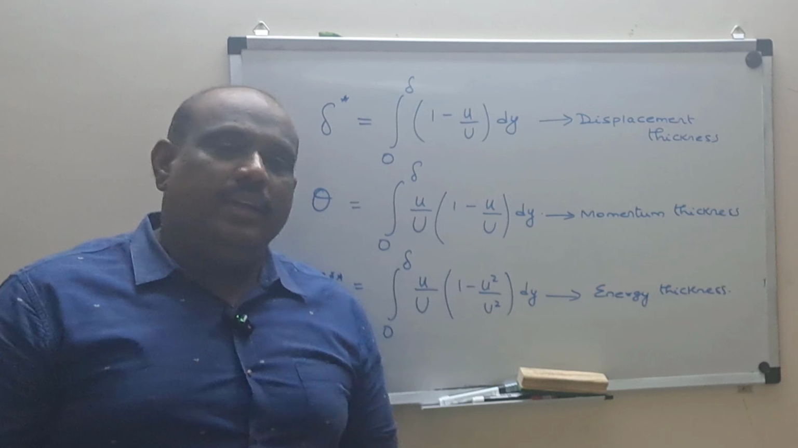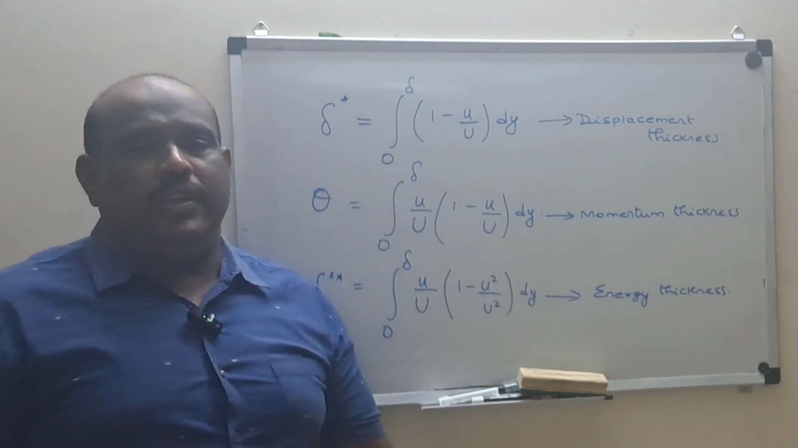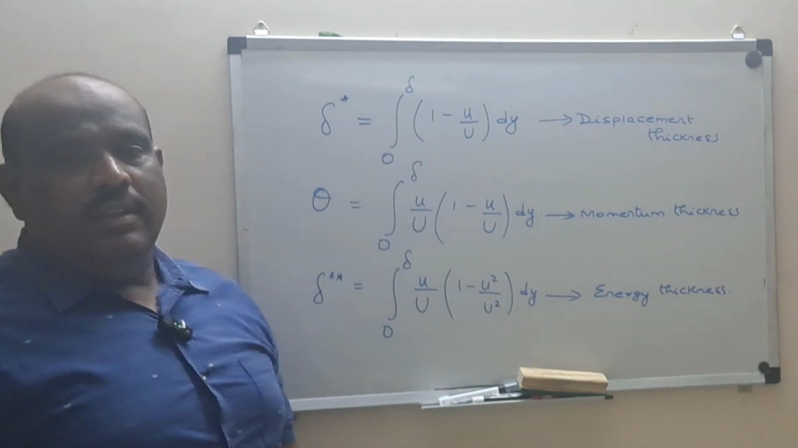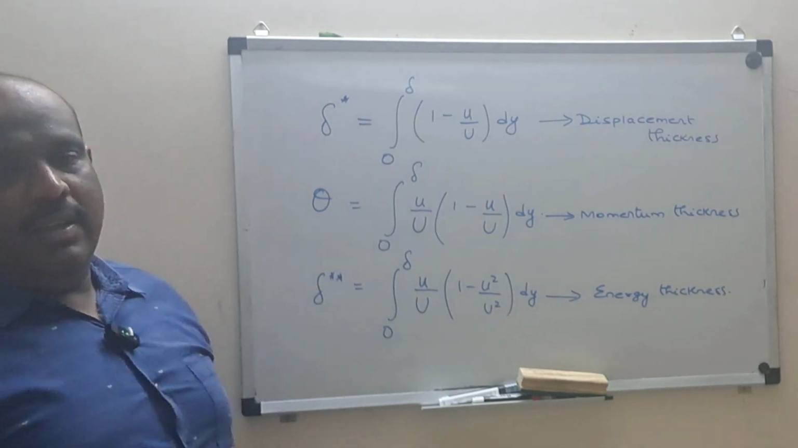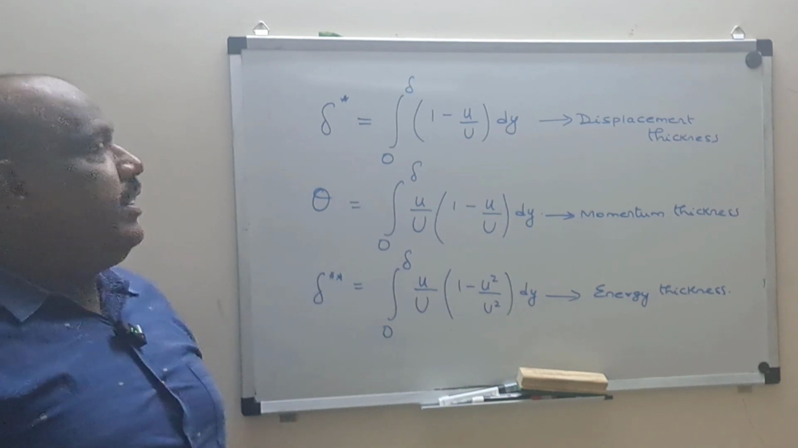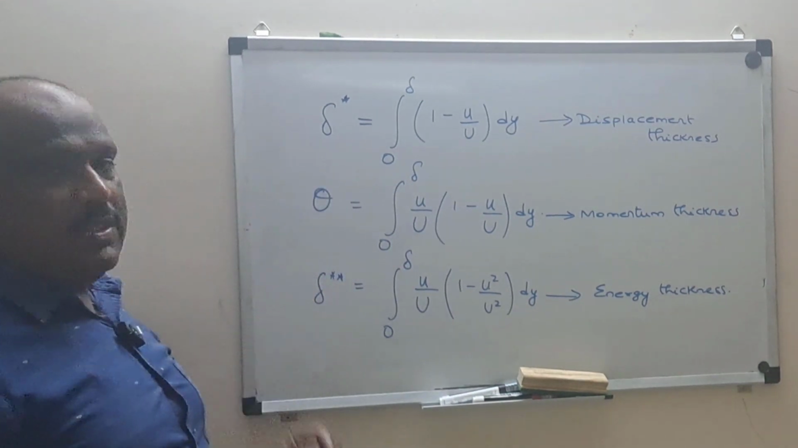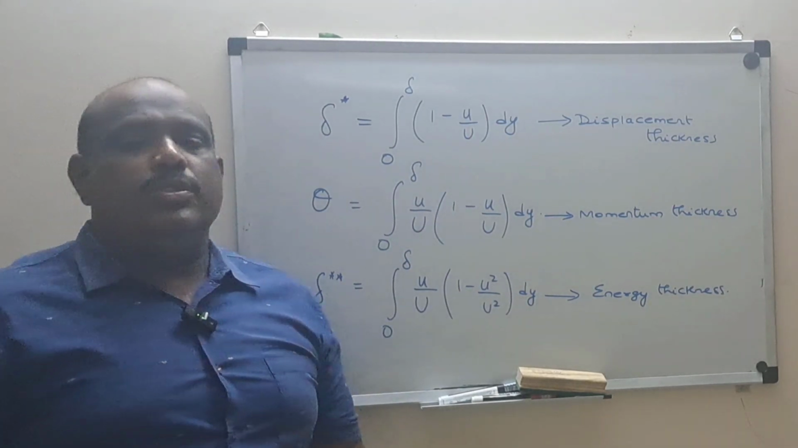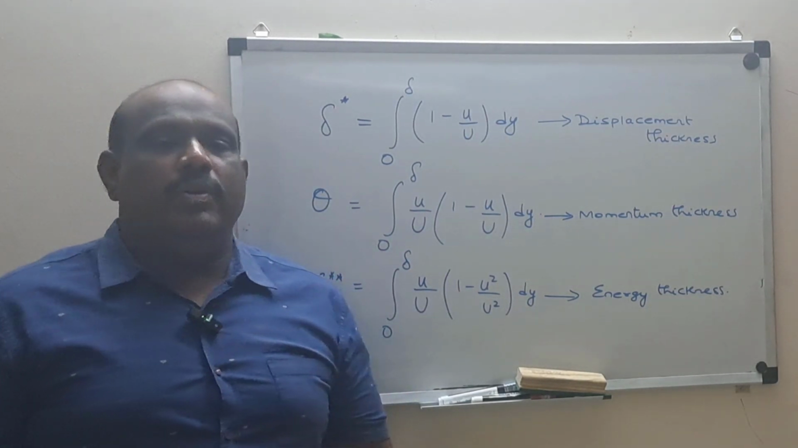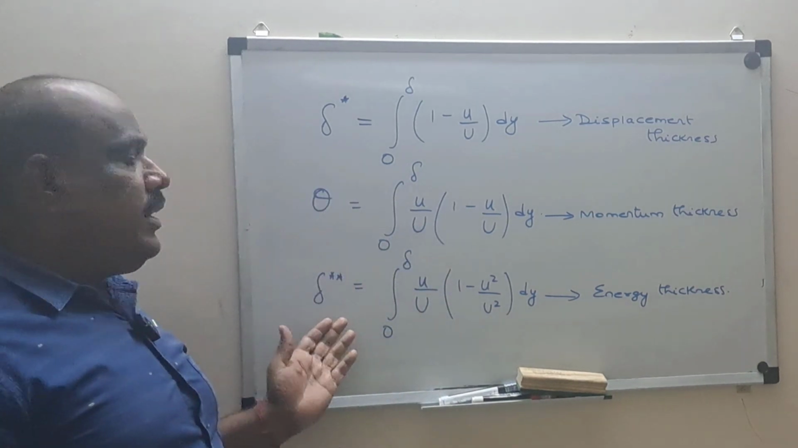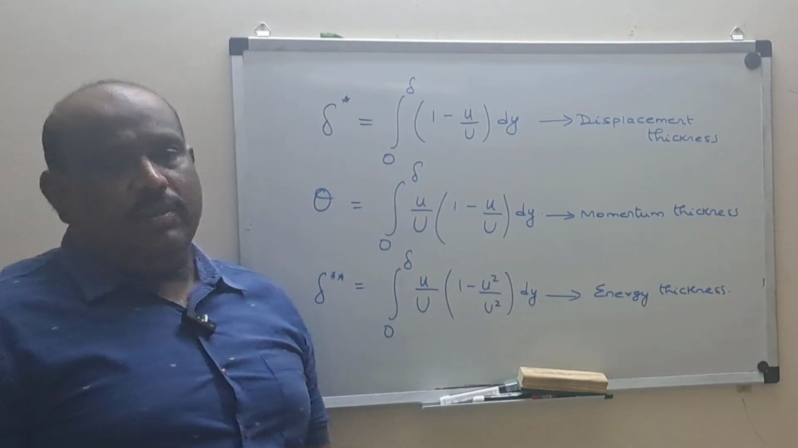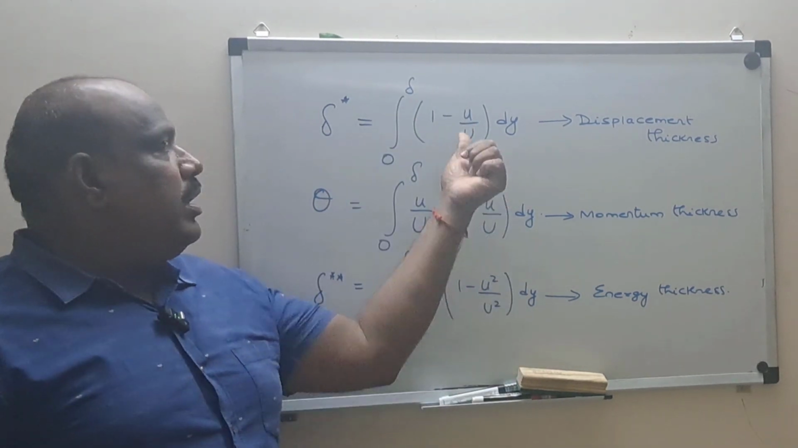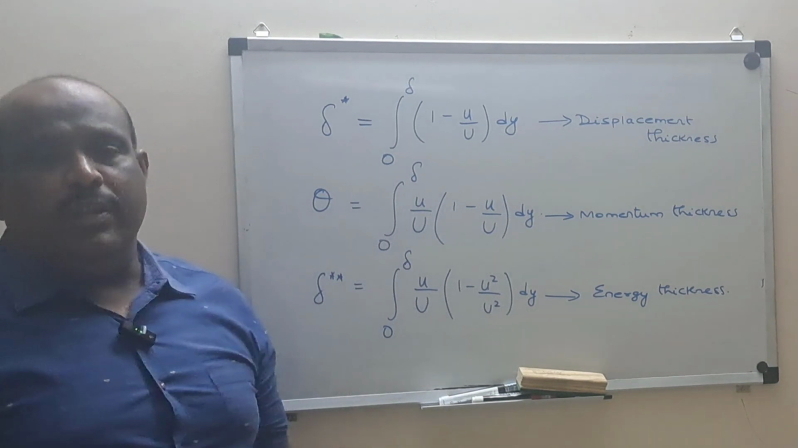So what is the common thing you found in all these equations? It depends upon what? Okay, so you are right. All these delta star, theta, and delta double star depend upon the velocity profile u by U. If this velocity profile u by U keeps on changing, your delta star, theta, and delta double star are also going to change. All the limits go from 0 to delta, but all are going to be functions of small u by U.